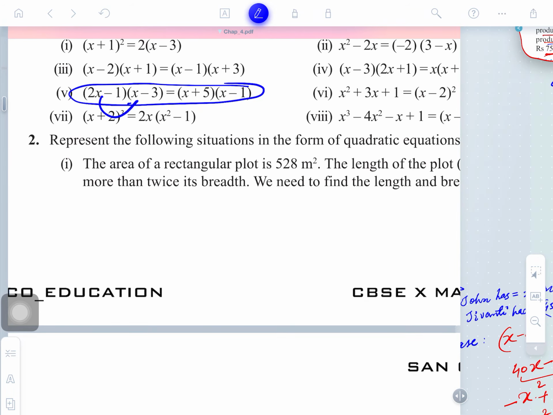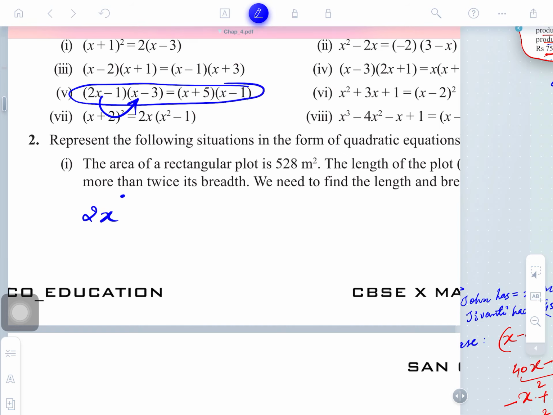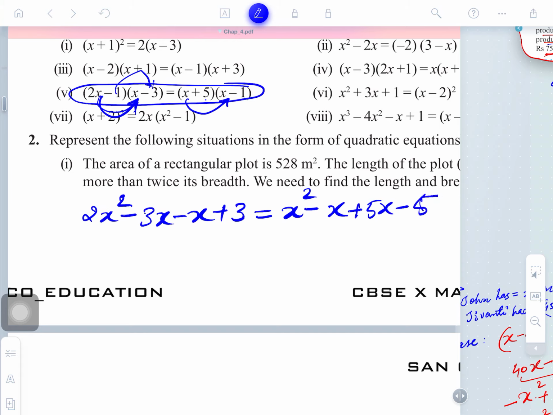Okay. So 2 into x is what? 2x square. Okay, 2x square, and 2 into 3x is there, and minus x is there. And minus plus 3 means first the 2 will distribute and then the 1 will distribute. And what on the right side? The same you will do. x will distribute, and x into, and 5 into. Clear? Now solve this.